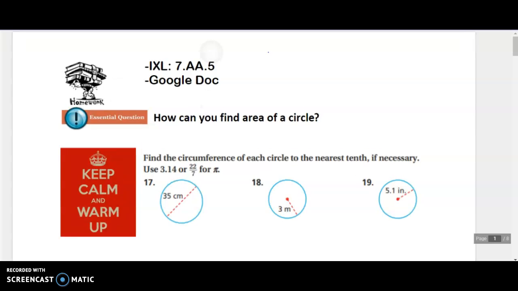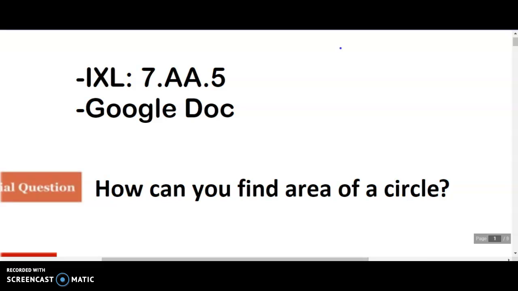Before we begin, tonight's homework is going to be IXL 7.AA.5 linked in Google Classroom, as well as a surprise Google Doc. This surprise Google Doc is something that you are going to do, and I will explain somewhere in this video what I want you to do. So you have to be paying attention to the whole video, or else you're not going to understand what the second piece of the homework is tonight.